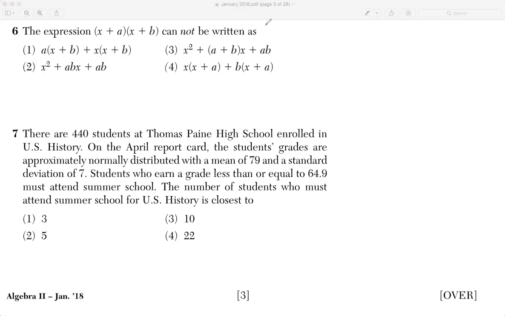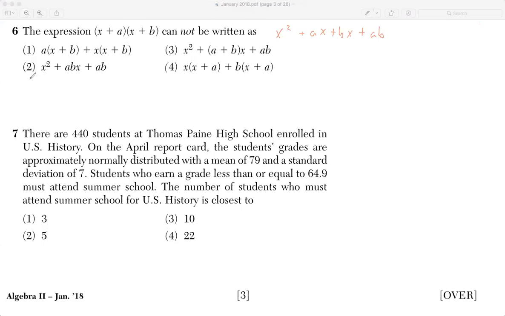This expression cannot be rewritten as, well, let's double distribute this out. X times x is x squared plus ax plus bx, and plus ba, plus ab. So this is it. It's one way that you can write it. Let's see if that shows up anywhere.